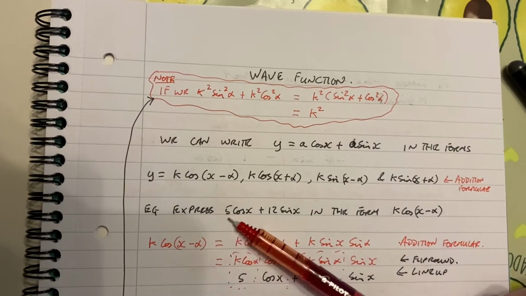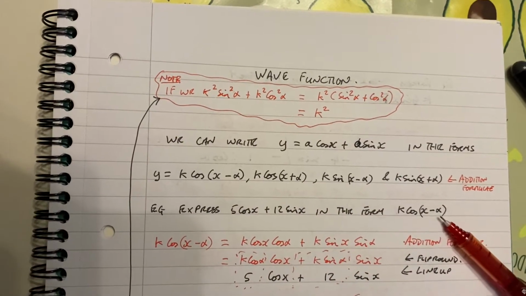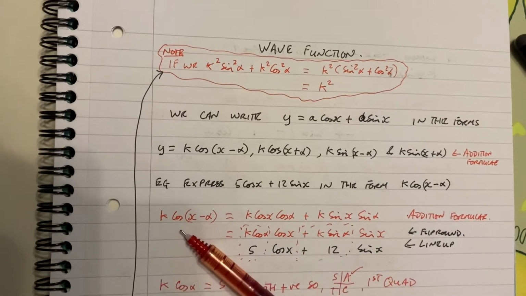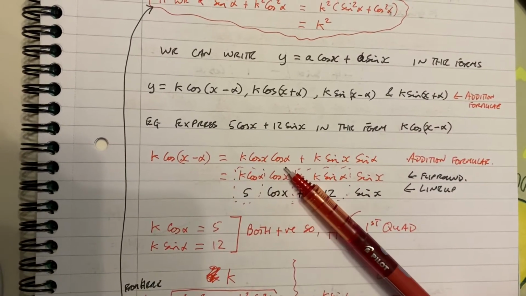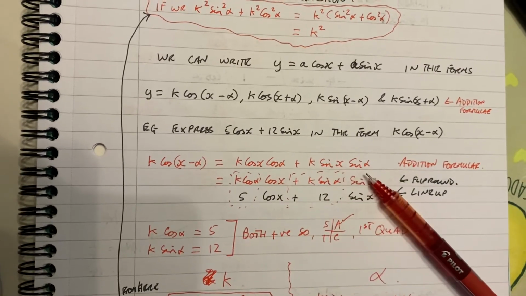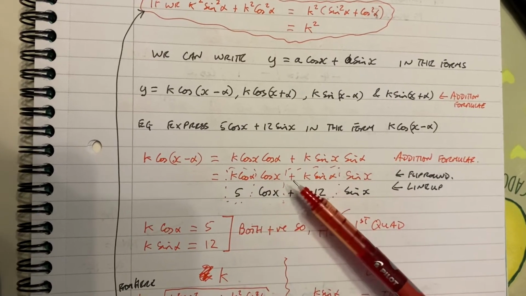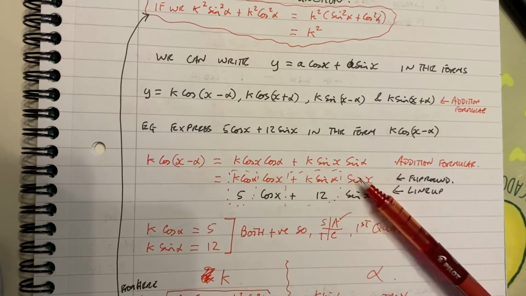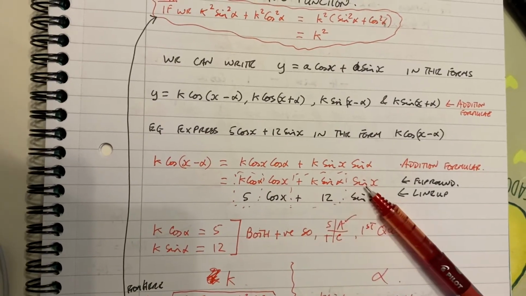So express 5 cos x plus 12 sine x in the form k cos x minus alpha. So doing the expansion with addition formula, k cos x minus alpha is k cos x cos alpha plus k sine x sine alpha. What we do is we flip it round, so we put the alphas at the front and the cos x and the sine x at the end. So we get k cos alpha cos x plus k sine alpha sine x.